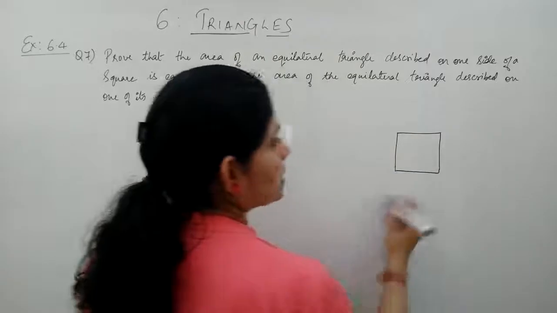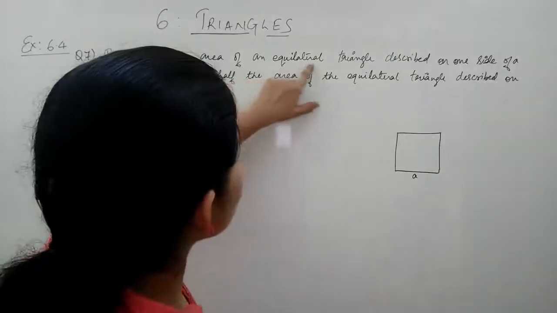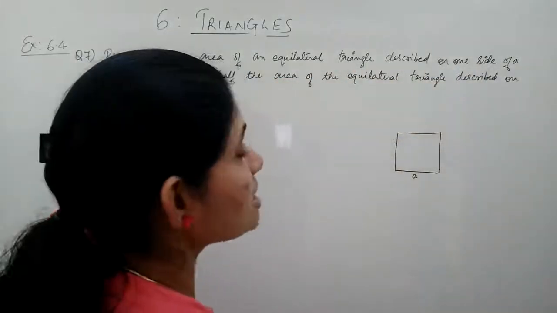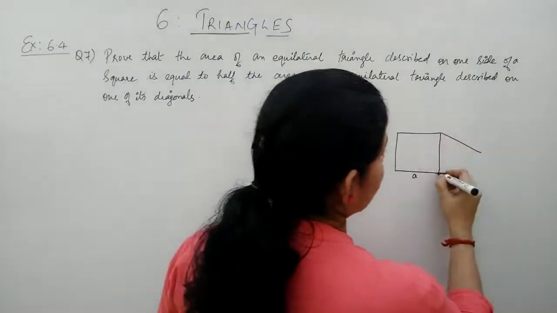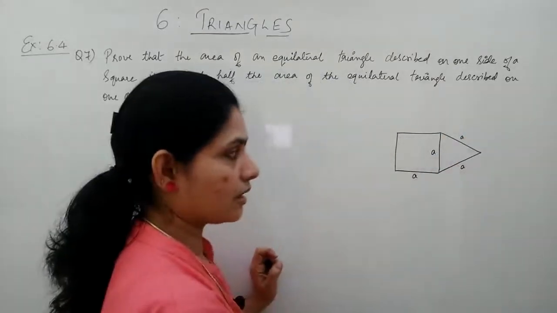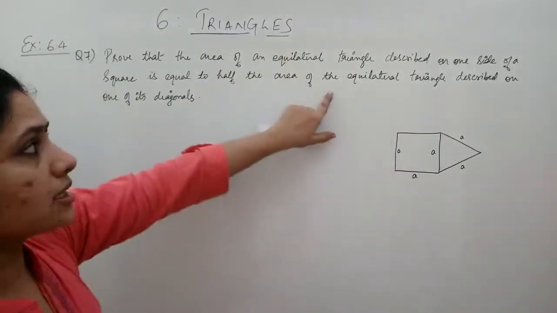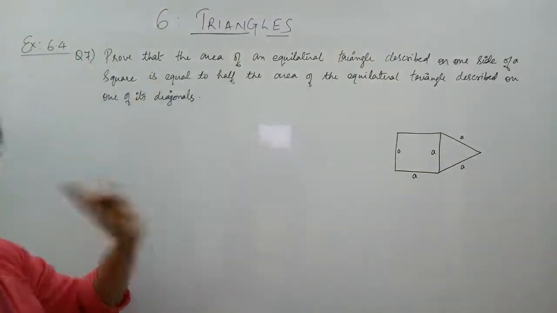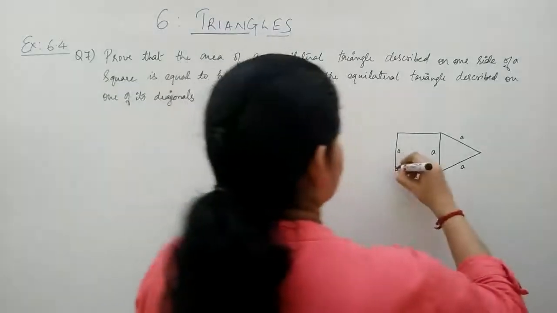Suppose one side is A, so all the sides are A. Now the one triangle which you need is the equilateral triangle described on one of the sides of the square. So suppose I am taking one side and taking an equilateral triangle. That means all the sides are A, because it is an equilateral triangle. Now the other triangle which you need to consider is the equilateral triangle described on one of its diagonals. So first we have to take the diagonal. Suppose I am taking this diagonal.